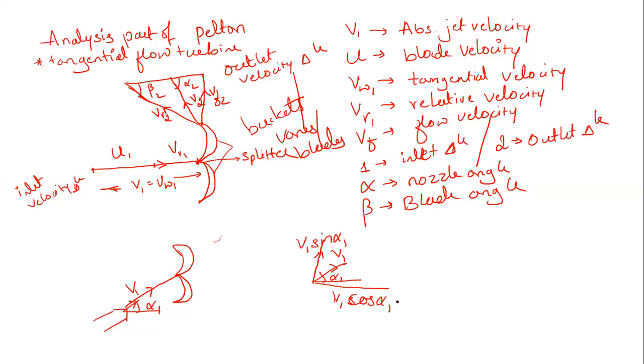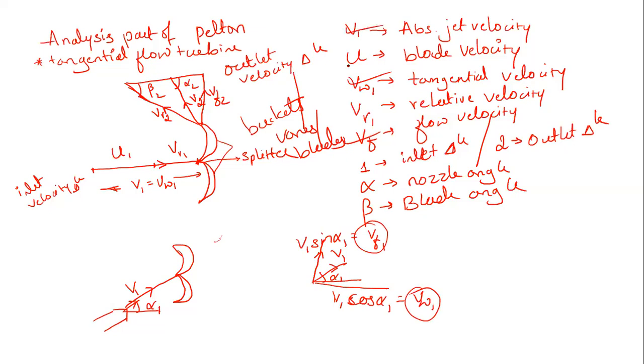Okay. So what is V1 cos alpha 1? I said that it is VW1, that is whirl velocity 1. And V1 sin alpha 1 is called VF1, flow velocity 1. I had given you the explanation for VF and VW, so this explanation is over now. The V1 explanation had also been given here.